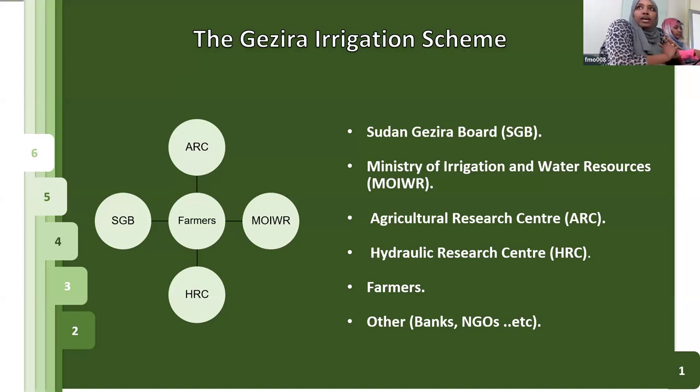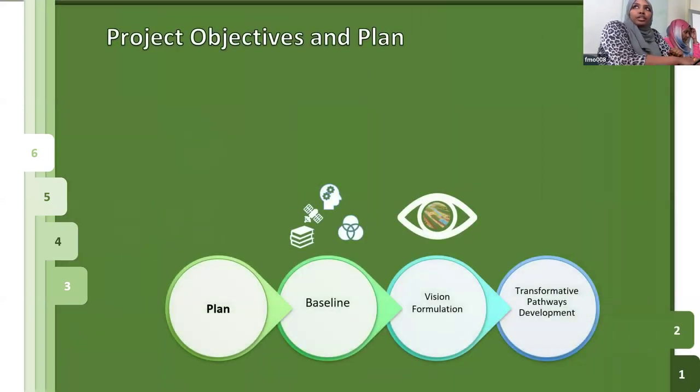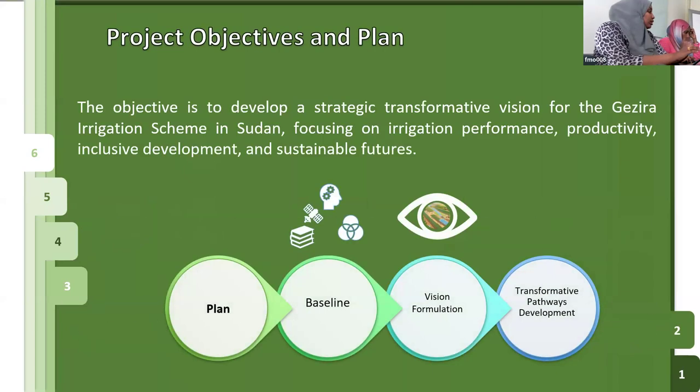Over time, the scheme has been through different policies and irrigation management approaches. However, in the past years, the scheme has been facing several challenges, worsening the water delivery system, food production and water management efforts. Then we'll continue with the project objective and plan, which will be presented by Dalal.